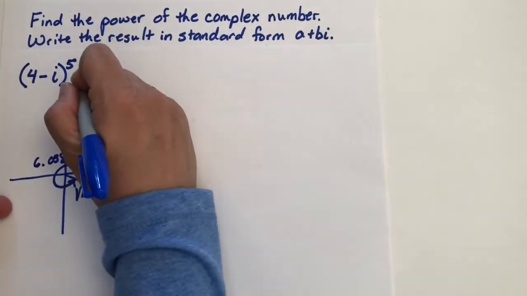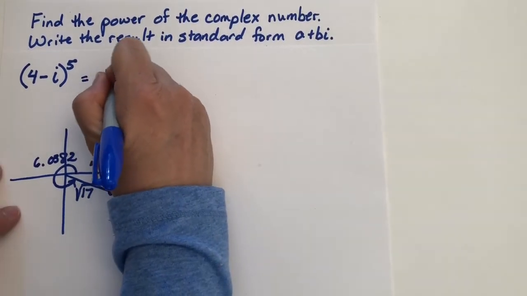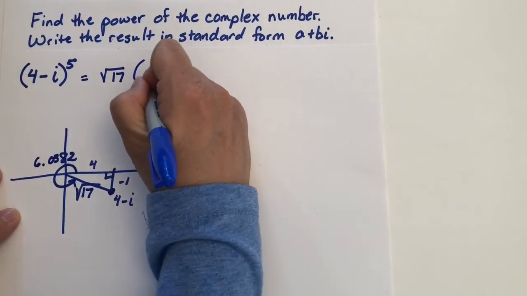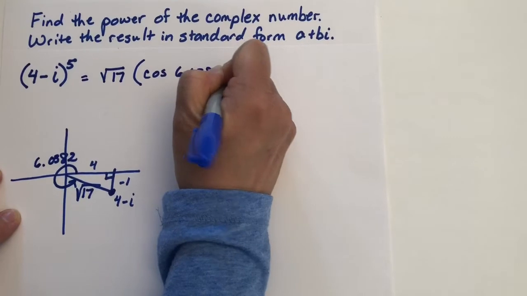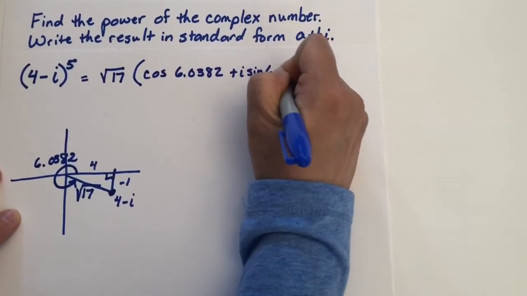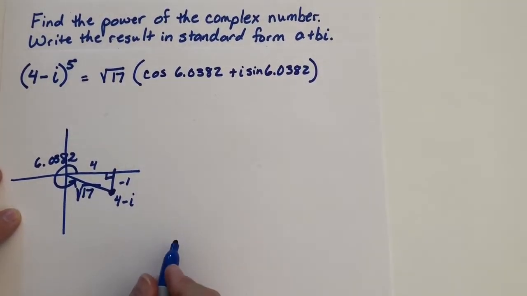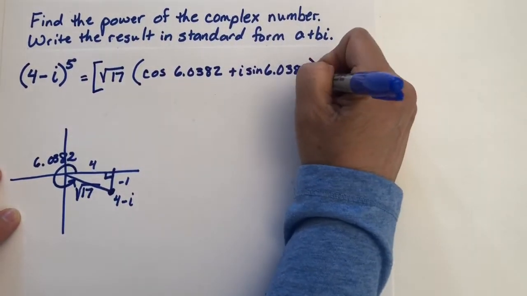So I have this square root of 17 times cosine of 6.0382 plus i sine 6.0382. And we're raising this to the 5th power.